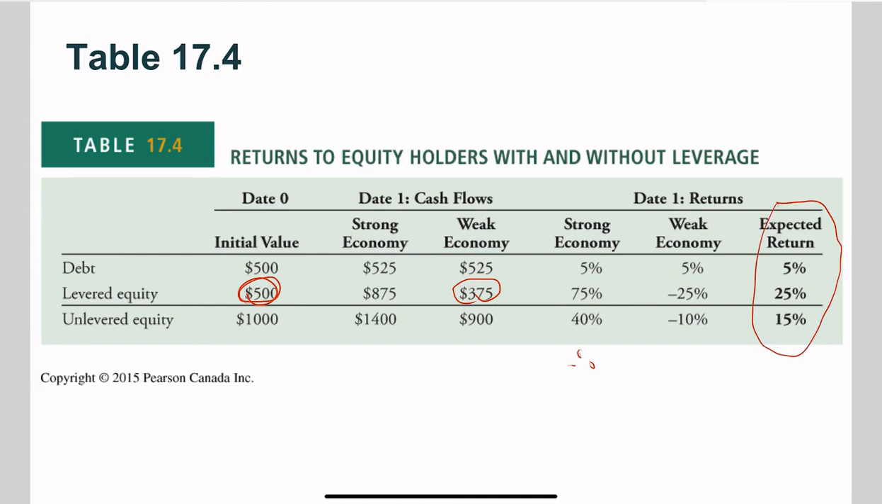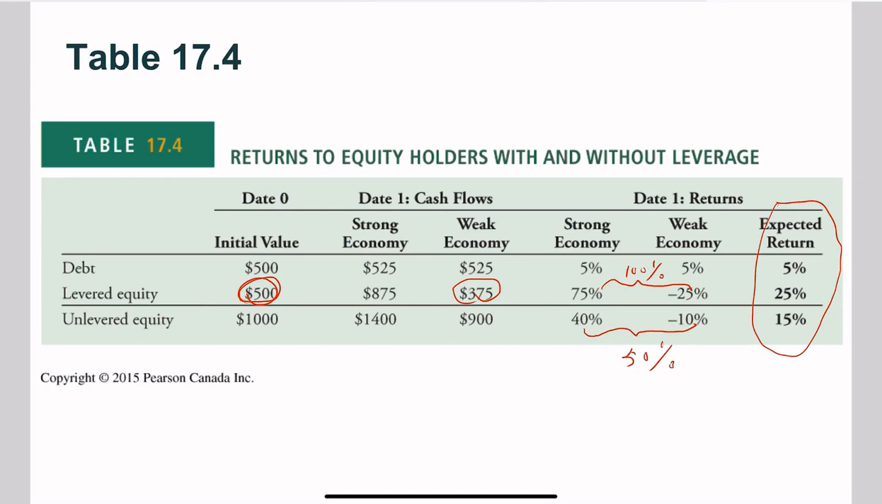Now, let's focus on this column here. If you look at the return here, you can see that debt, obviously, always has the 5% return, which is essentially the cost of debt, the risk-free rate. And levered equity has a higher expected return, right? 25%. Again, 25% is just 1 over 2 times 75 plus 1 over 2 times minus 25. And unlevered equity has a lower return, right? And you could also think about risk. If you look at the difference of these two, we have talked about this. You have a 50% difference. And here, you have a 100% difference, right?